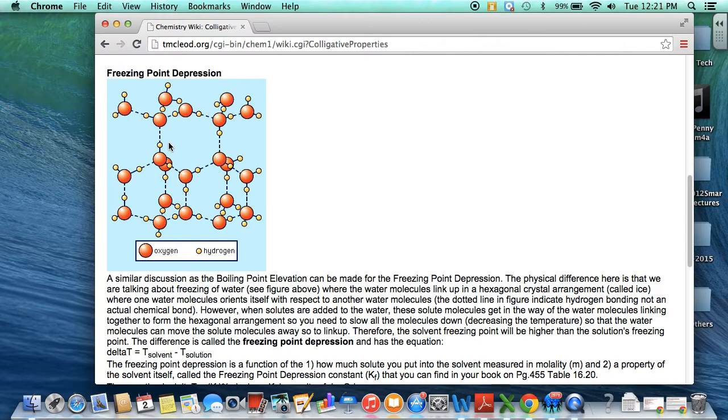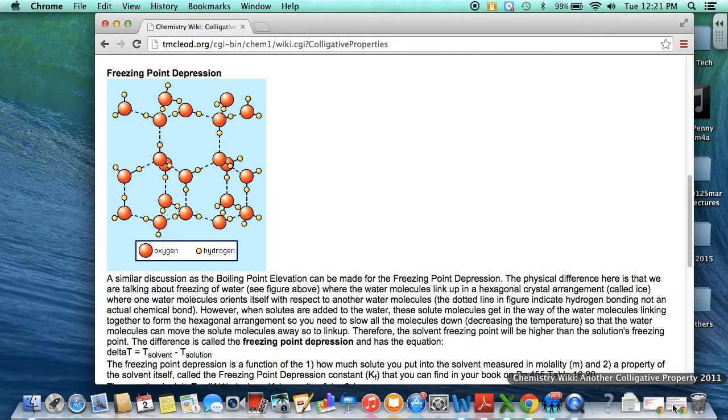So it's a depression. Remember, for colligative properties, it's always solvent properties to solution properties. So therefore, that's why it's freezing point depression. Your solution's freezing point is always going to be lower than your solvent's freezing point. And your boiling point of the solution is always higher than the solvent's.